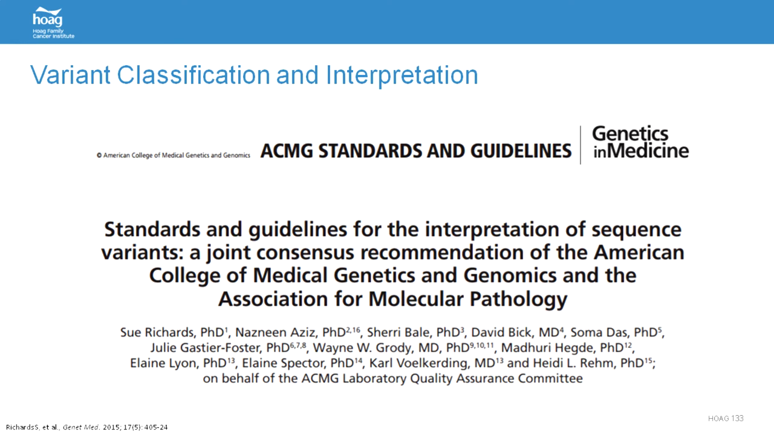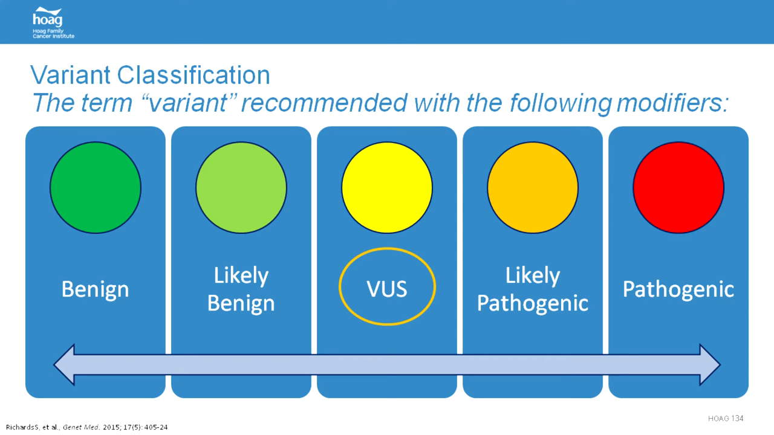So in 2015, ACMG and AMP, the American College of Medical Genetics and Genomics, a group of experts, did several surveys and came up with this recommendation for variant classification for all laboratories to use. The term variant, which we're trying to use a lot instead of mutation or alteration, comes from the ACMG guidelines, and they recommend it with the following modifiers.